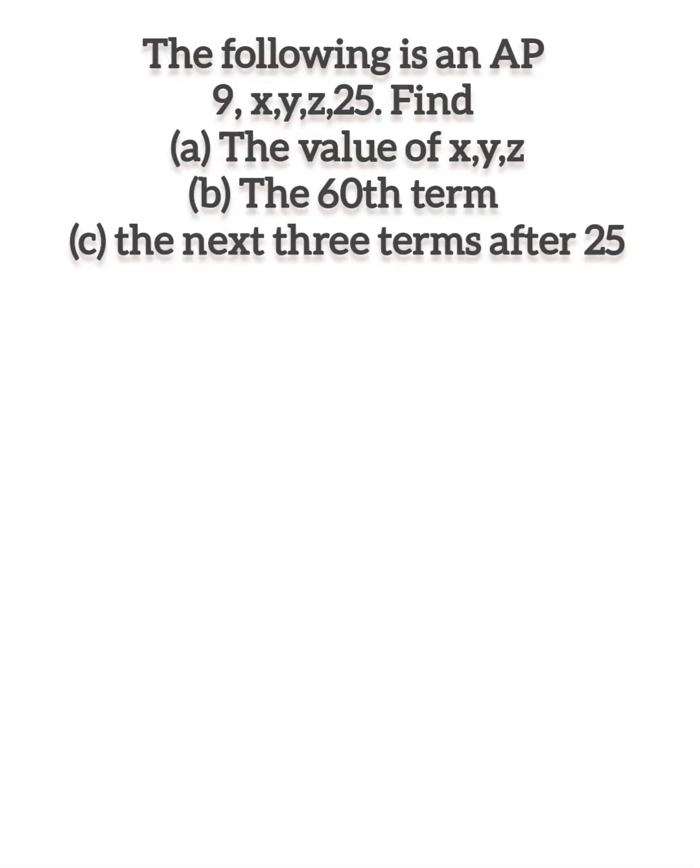Question 4. The following is an AP: 9, x, y, z, 25. Find A, the value of x, y, z, and B, the 60th term. C, the next 3 terms after 25. From the question, we're given 9, x, y, z, 25. So 9 is the first term, x is the second term, y is the third term, z is the fourth term, and 25 is the fifth term.